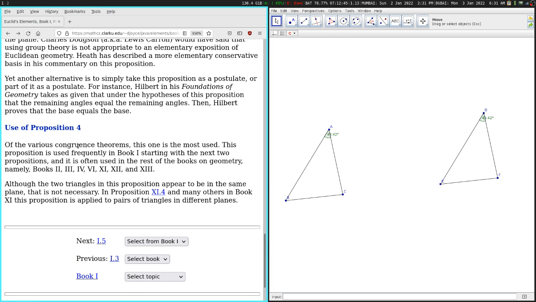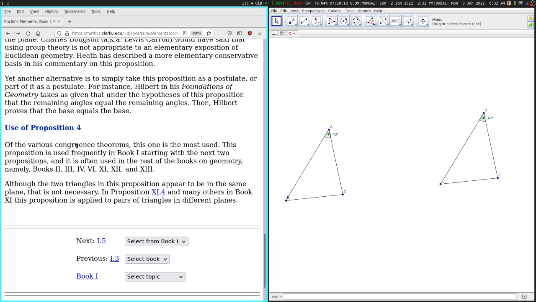Use of Proposition 4. Of the various congruence "theorems," this one is the most used. This proposition is used frequently in Book 1, starting with the next two propositions, and it is often used in the rest of the books on geometry, namely Books 2, 3, 4, 6, 11, 12, and 13. Although the two triangles in this proposition appear to be in the same plane, that is not necessary. In Proposition 11.4 and many others in Book 11, this proposition is applied to pairs of triangles in different planes.